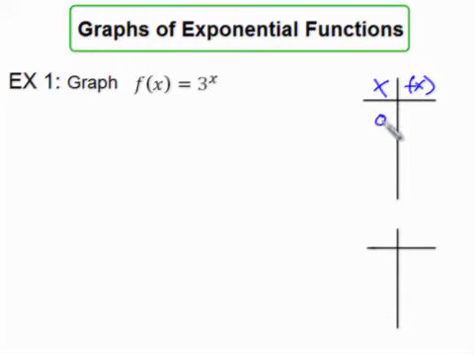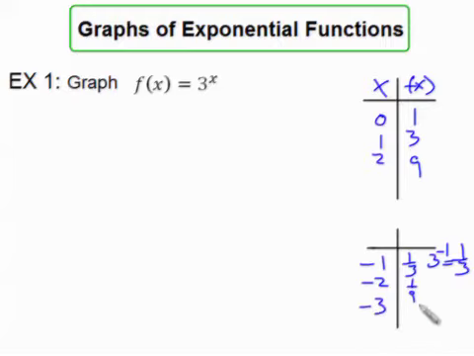So if x is 0, 3 to the 0 is 1. If x is 1, 3 to the first is 3. If x is 2, 3 squared is 9. And we see that we have a pattern as f of x is getting larger and larger. If we have negative values, then 3 to the negative 1 is the same as 1 over 3. And 3 to the negative 2 would be 1 over 3 to the positive 2, or 1/9. And 3 to the negative 3 would be 1/27. So we can see these values are getting closer and closer to 0.